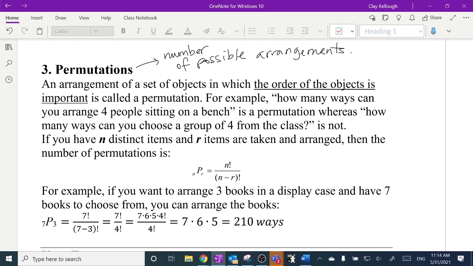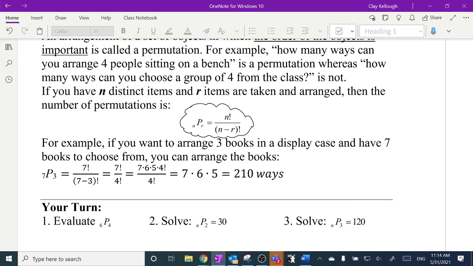If you have n distinct items and r of those items are taken and arranged, the number of permutations is this formula. The number of permutations is n factorial divided by n minus r factorial. And this is the shortcut way of saying the formula. Subscript n, capital P, subscript r. So for example, if you wanted to arrange 3 books in a display case, but you have 7 books to choose from, you have 7P3, which is 7 factorial over 7 minus 3 factorial, which is 7 factorial over 4 factorial, which is 7 times 6 times 5, or 210 ways.